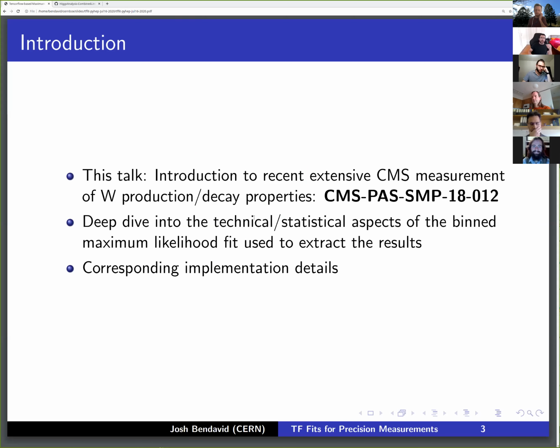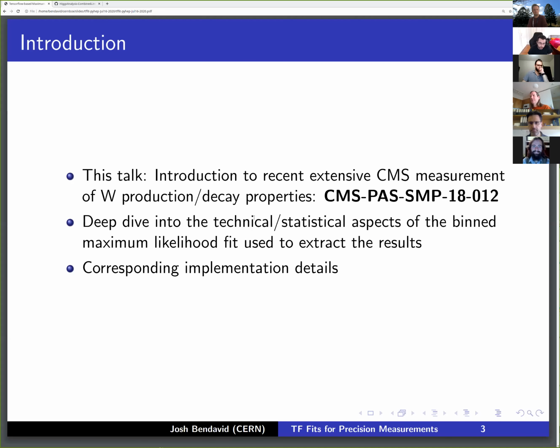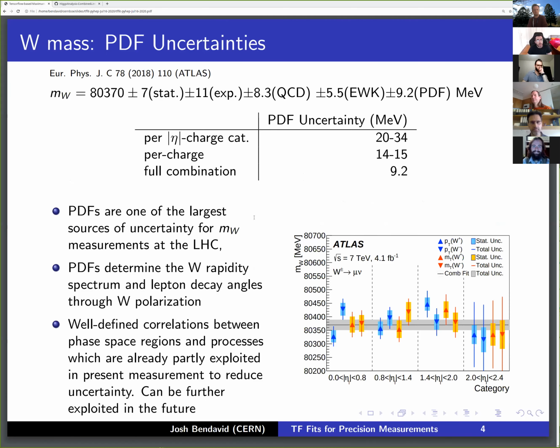So in this talk, I'm going to, as briefly as possible, introduce a recent extensive CMS measurement on W production and decay properties, helicity and rapidity, which is available in this preliminary result here, and then mainly go into a deep dive on the technical and statistical aspects of the binned maximum likelihood fit, which is used to extract the results, and some corresponding implementation details. And I think that some of that is quite interesting, even if it's not really a general tool or framework.